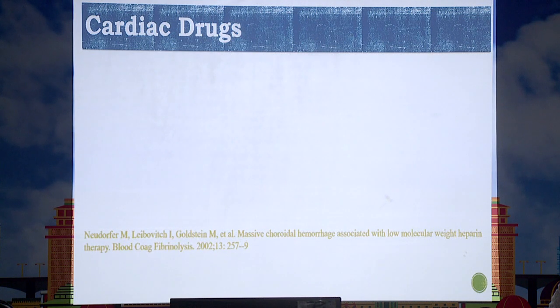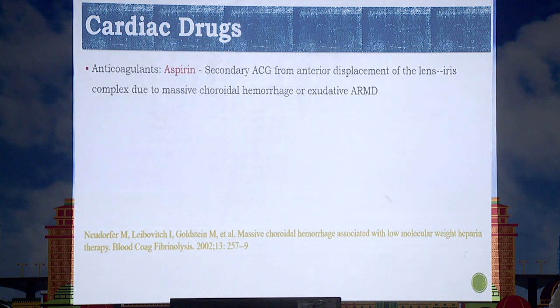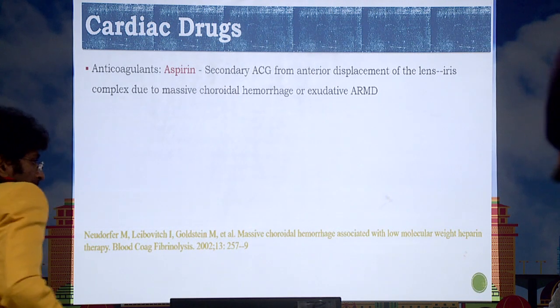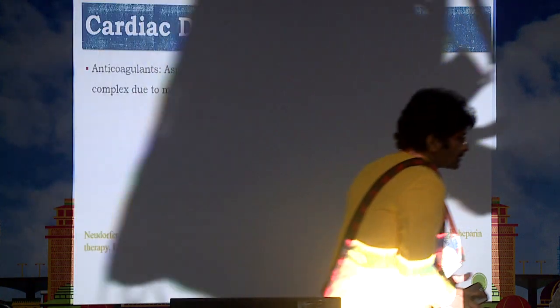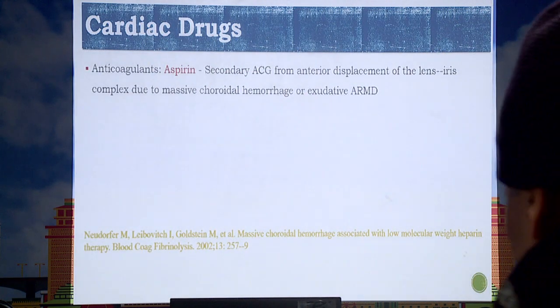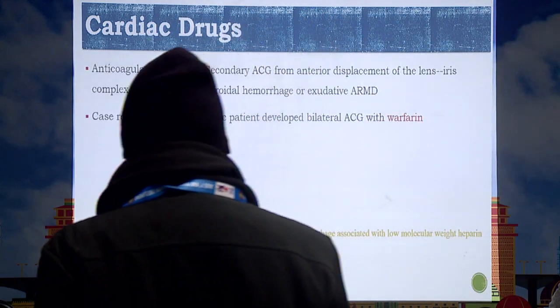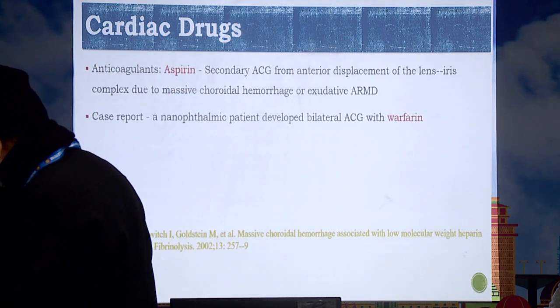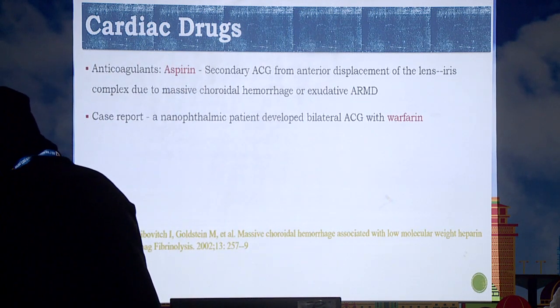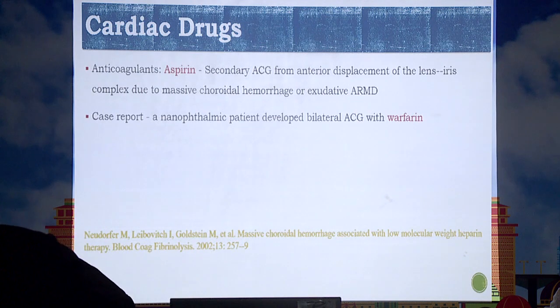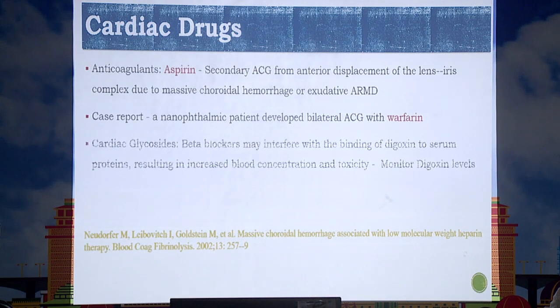Now coming to cardiac drugs. Aspirin, which is very, very commonly used, can also sometimes lead to secondary acute angle closure glaucoma, again due to anterior shift of the iris lens diaphragm, besides sometimes leading to choroidal hemorrhage or exudative ARMD. Besides this, there is a case report of a non-ophthalmic eye where warfarin led to bilateral ACG. So these points should be kept in mind because sometimes patients might present to you with these problems.